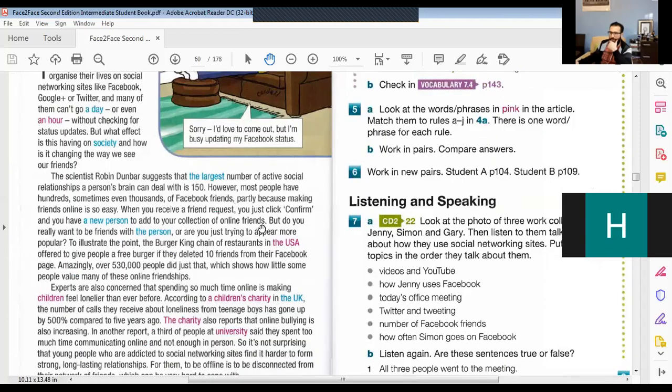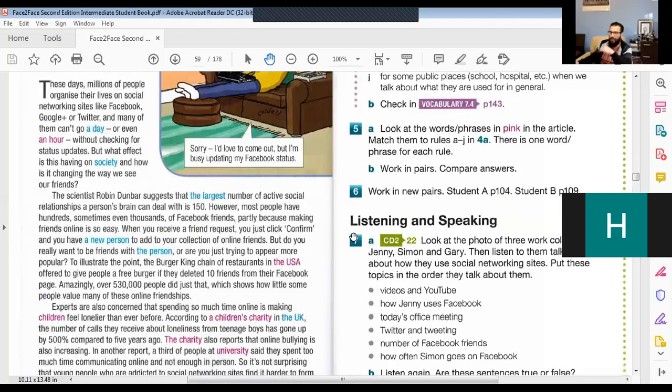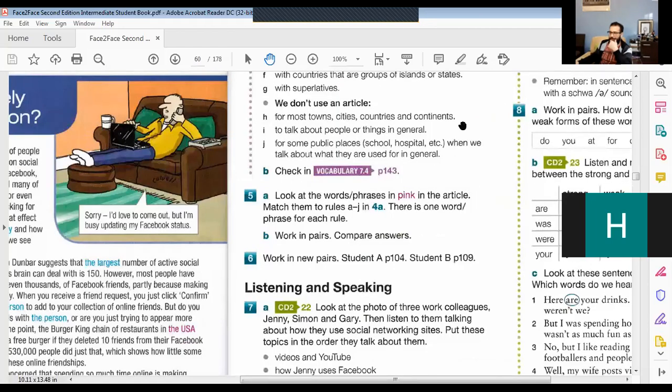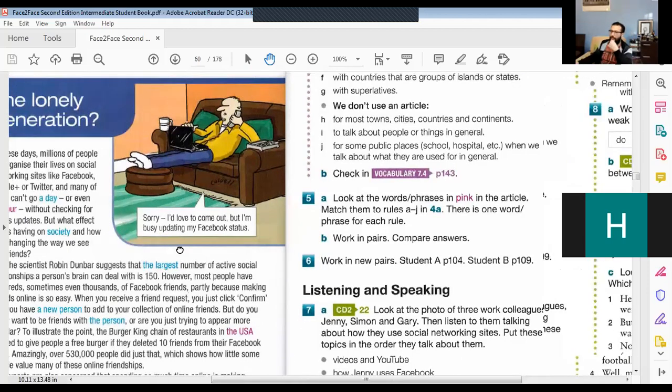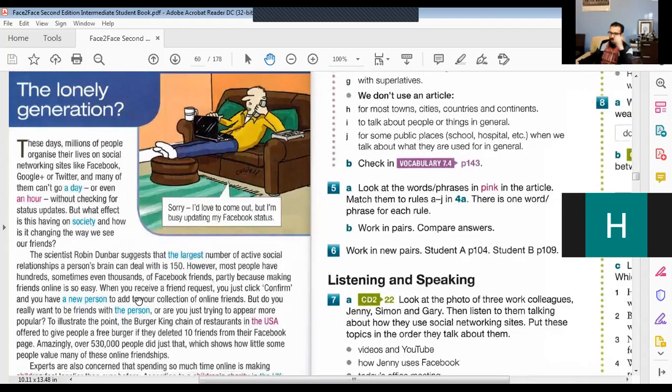No article. No a, no the, no an, nothing. Just society. Correct. But let's see, what is this? When we say society, is it a town, a city, or a country? Is it a public place, like a hospital or a school? Is it a place? No. Talk about things in general. That's it. If we're talking about something in general, or if we're talking about people in general, then you don't need an article. So we're speaking generally.